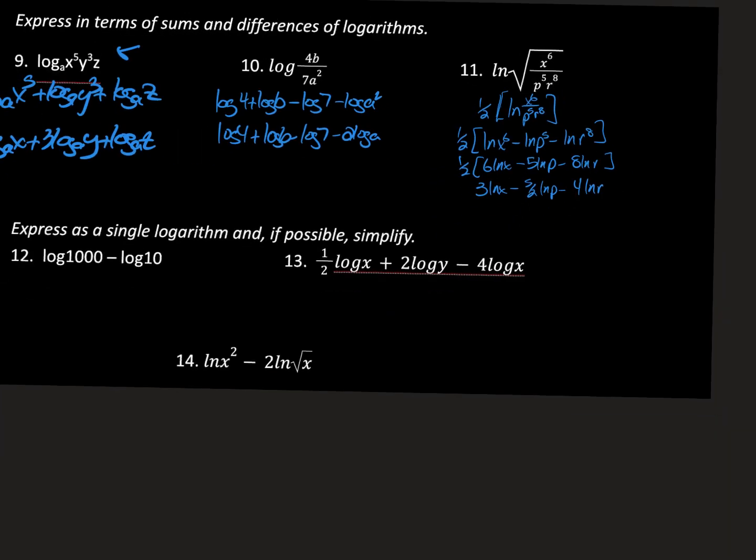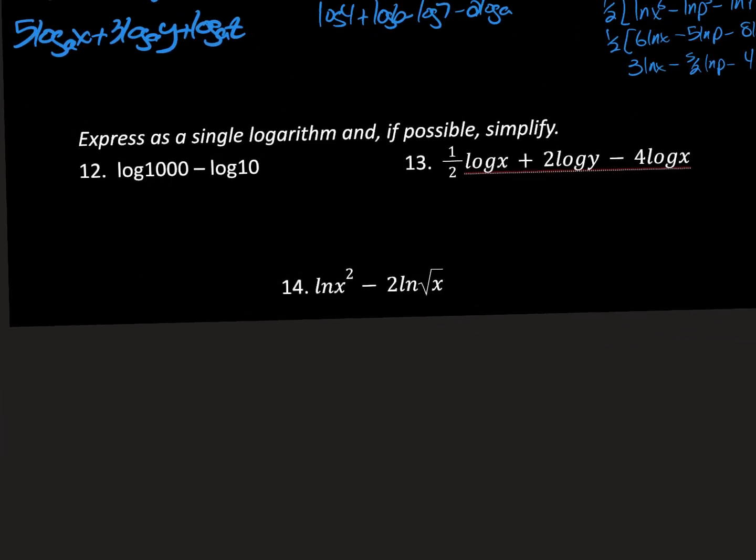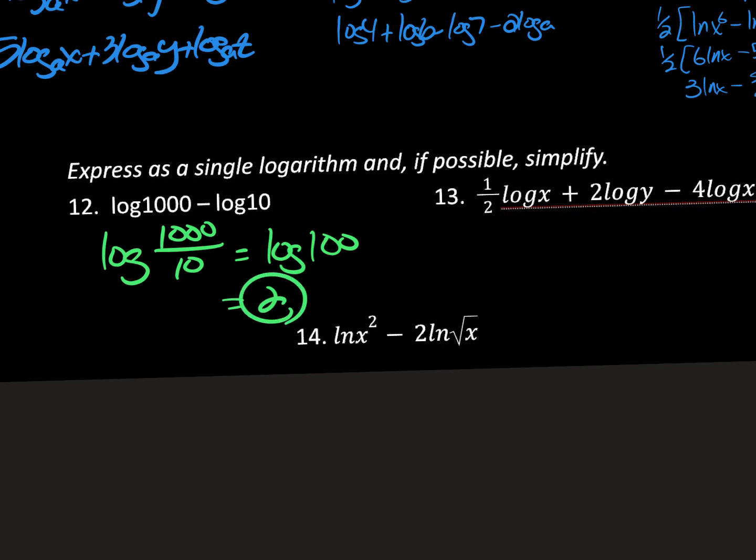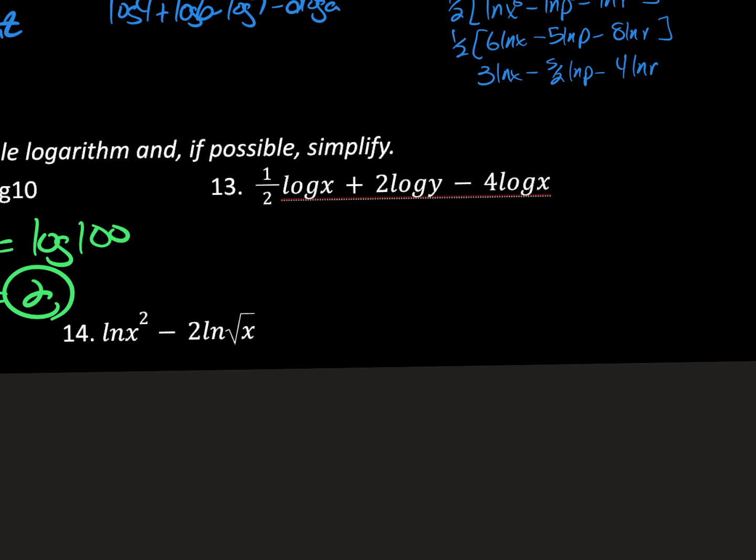All right, now numbers 12 through 14, you're doing just the opposite, going backwards. So what I'm seeing on number 12 is subtraction, which means I can combine that into one log, which I'm trying to do by doing division. So if I do 1,000 divided by 10, I get log of 100. Now that one's actually one I know, because remember that's base 10. 10 to what power is 100? 2, because 10 squared is 100. Don't forget to do that last step when you can.